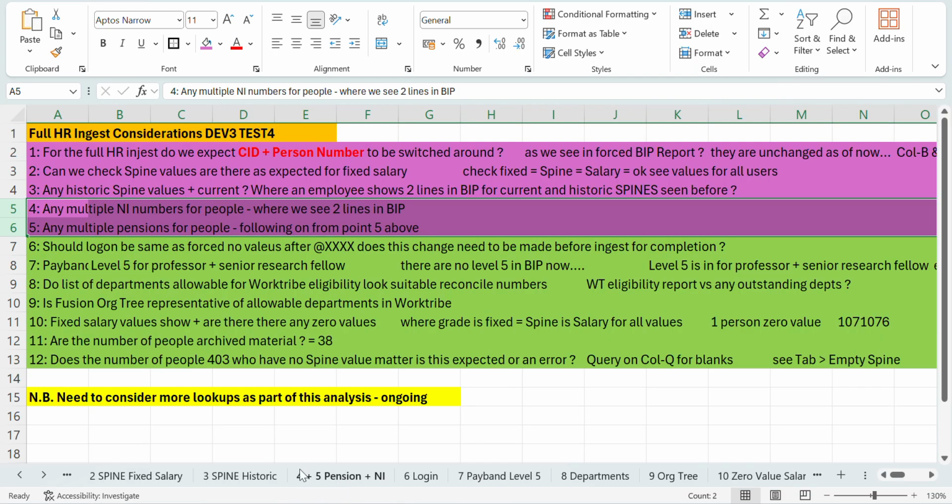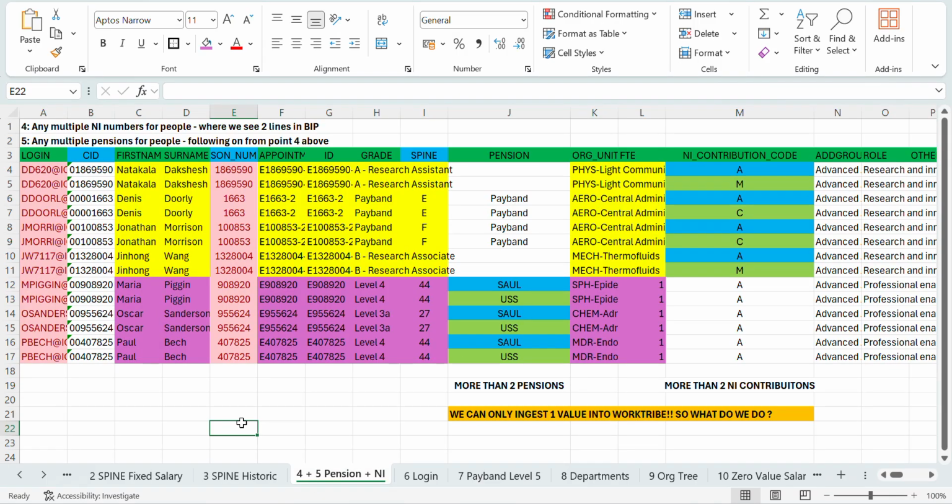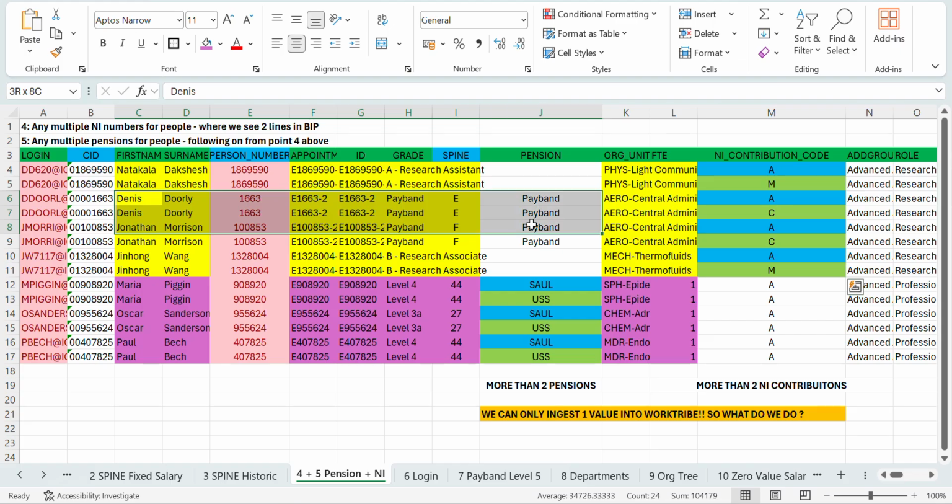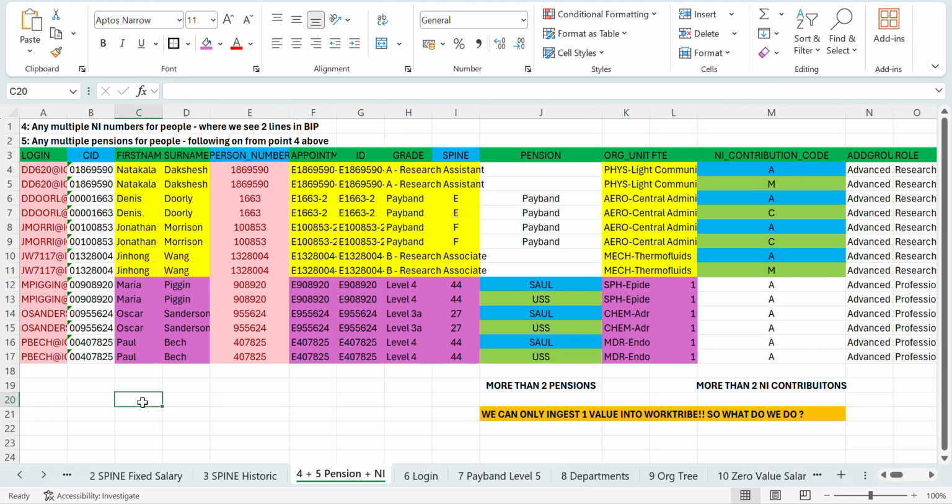So we've got it down here, grouped together, points 4 and 5 for pension and national insurance contributions. And again, by grouping on duplicate values for login, and we get the same for person number, which is why they're in this light pink color, we identify 2 groupings of yellow and pink. And yellow, we're representing national insurance contributions, where we have duplicate values for the same person. So you might have Dennis Dawley, who's got NI contributions for A and C. So there are 2 that are coming across from a national insurance contribution perspective. So that is something to consider.